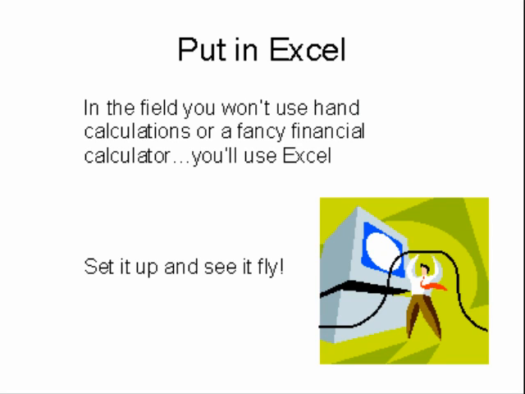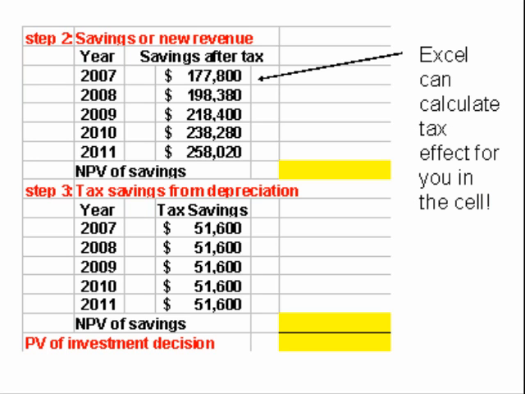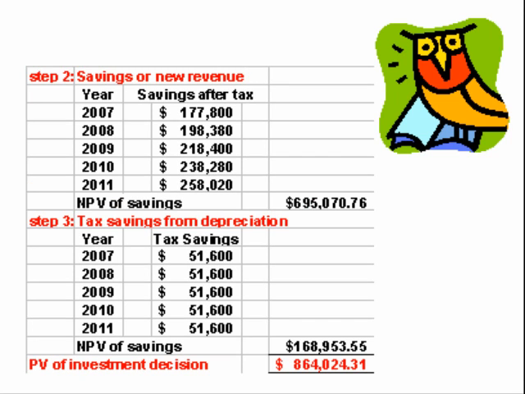In the field, you're not going to use a hand calculator or a financial calculator. You're going to use Excel. So let's set it up. Freeze this frame, toggle over to Excel, set it up, and use the NPV function to calculate the present value of these after-tax amounts. There you go.